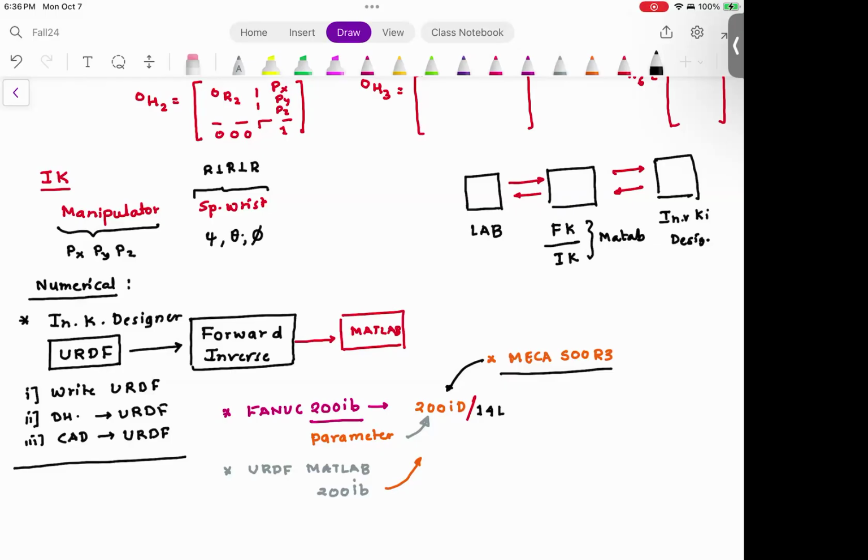Do we solve the inverse kinematics from MATLAB too? If you want, MATLAB has an inverse kinematic solver. It's just like the solve function that we use. The inverse kinematic designer is internally using that function. You can directly use that function and solve. But if you want to visualize, then you will have to add your own visualizer. Okay, any other question?